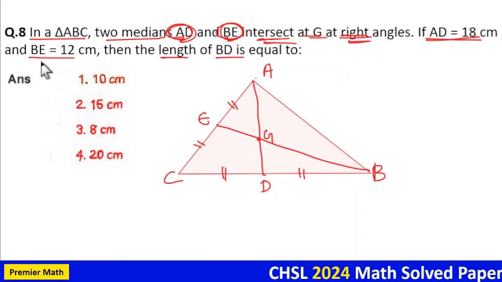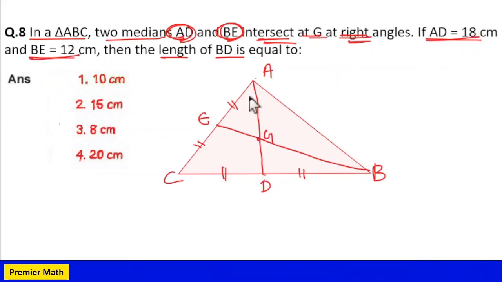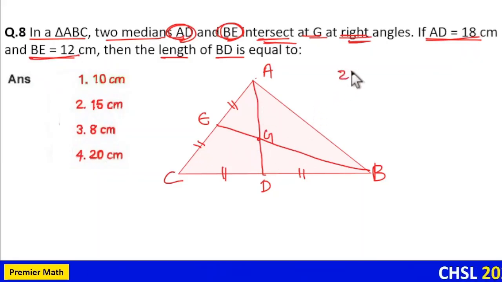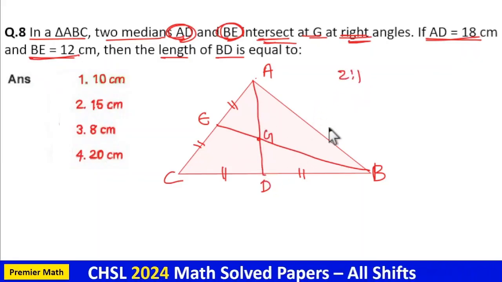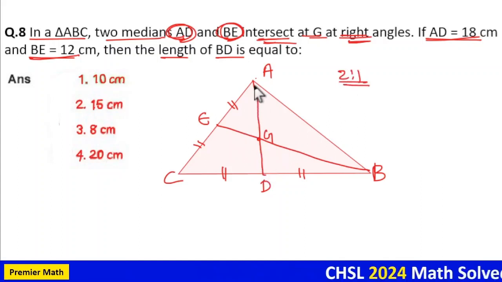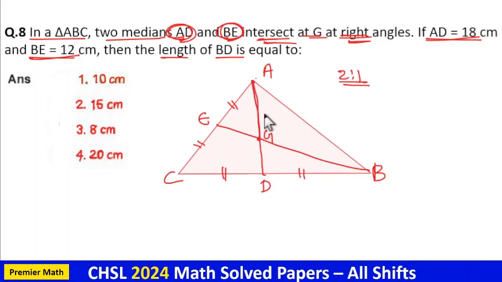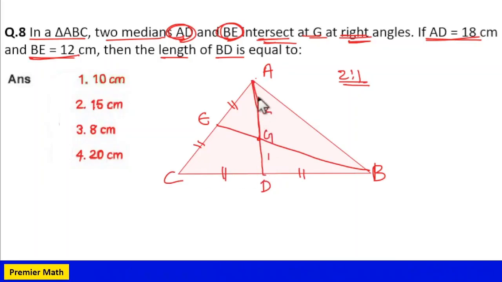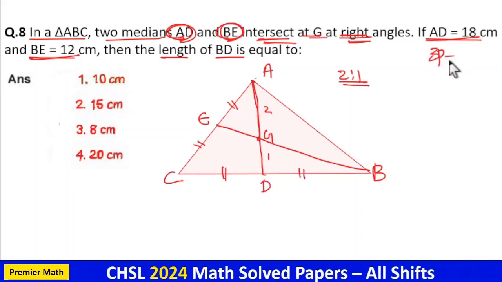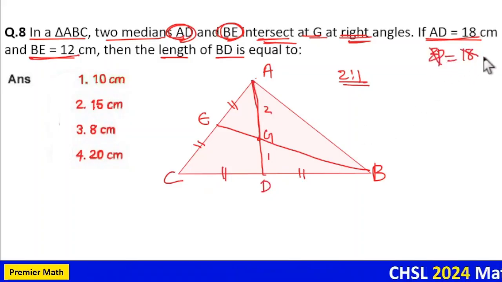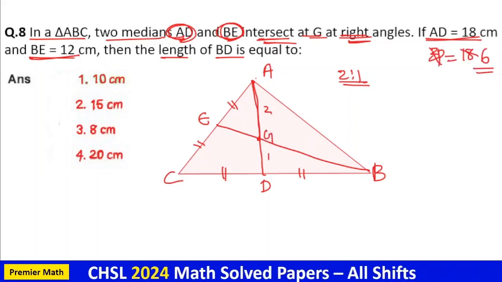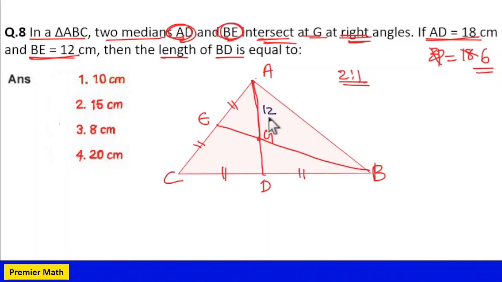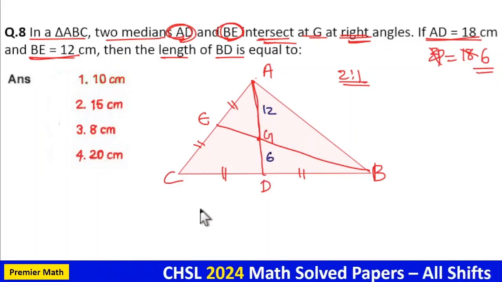Now AD is 18 cm and BE is 12 cm. Before that, always remember medians bisect at 2:1 ratio. Medians bisect at 2:1 ratio. That means this length is 2 part and this length is 1 part. So 2 plus 1, 3 part is AD. So AD is 3 part, which means 3 part is equal to 18. Then 1 part is equal to 6 centimeter. If 1 part is 6 centimeter, then 2 part is equal to 2 into 6, 12 centimeter, and 1 part is equal to 6 centimeter.